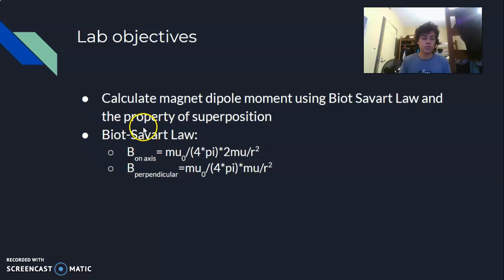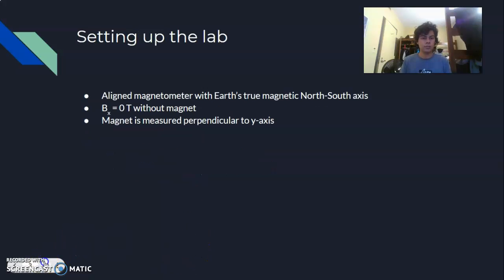Below are the two parts of the Biot-Savart law, which is the magnetic field on axis and perpendicular. The property of superposition is very similar to what we did for electric fields, where you find the overall field by adding the two fields at a point from two different objects. The objects we used for superposition were the Earth and the bar magnet that we were given.